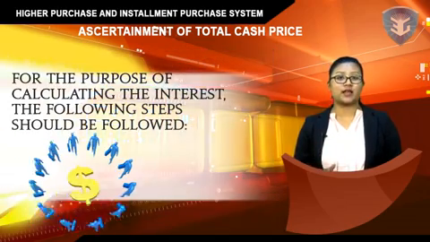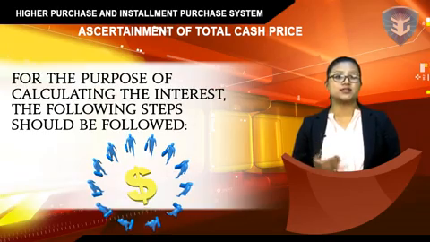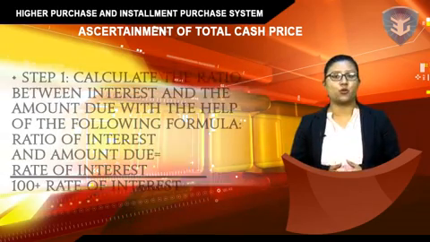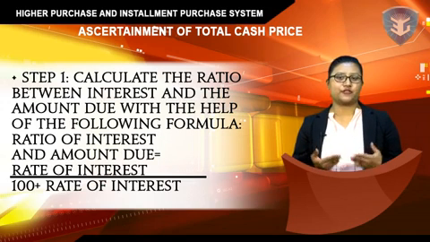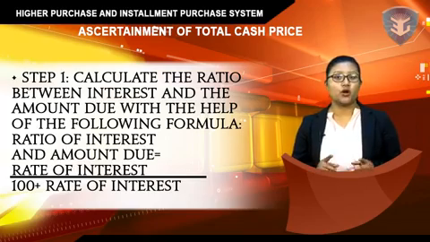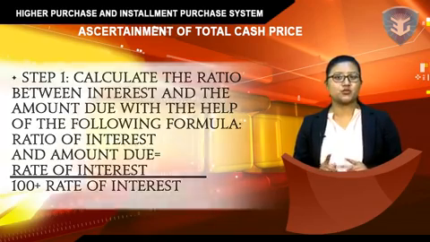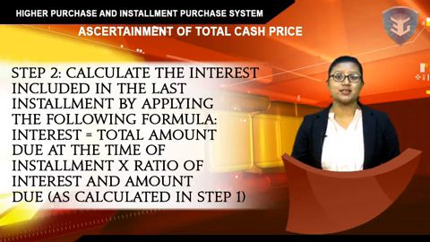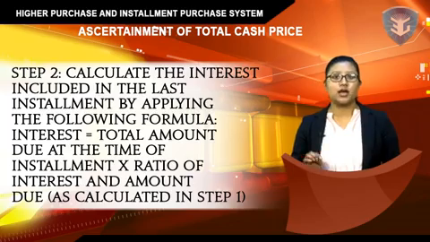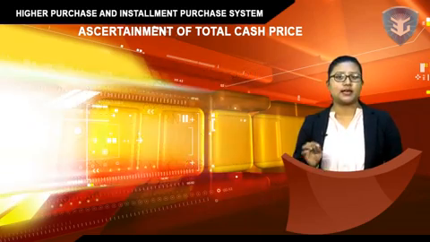For the purpose of calculating the interest, the following steps should be followed. Step 1. Calculate the ratio between interest and the amount due with the help of the following formula. Ratio of interest and amount due equals rate of interest over 100 plus rate of interest. Step 2. Calculate the interest included in the last installment by applying the following formula. Interest equals total amount due at the time of installment into the ratio of interest and amount due as calculated in step 1.